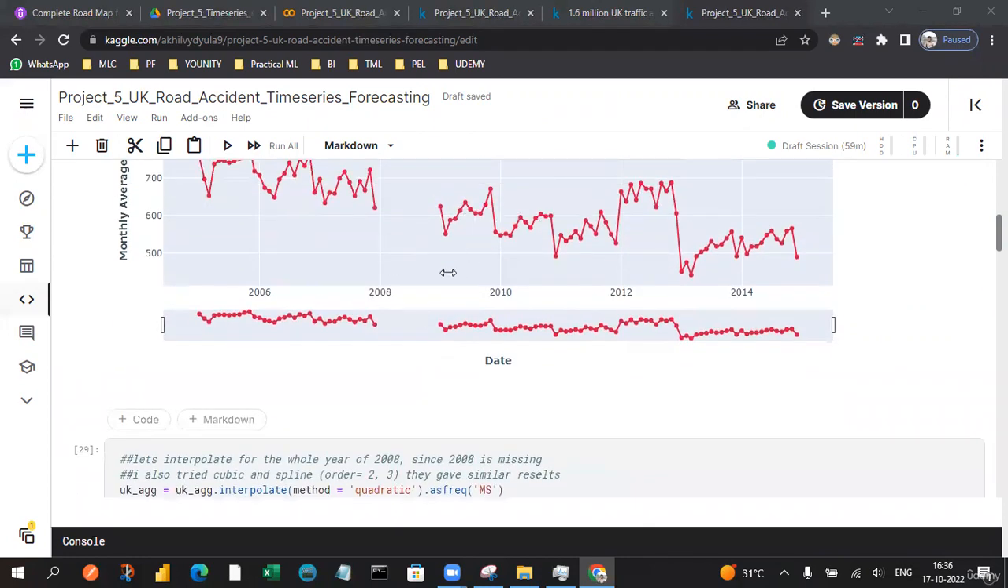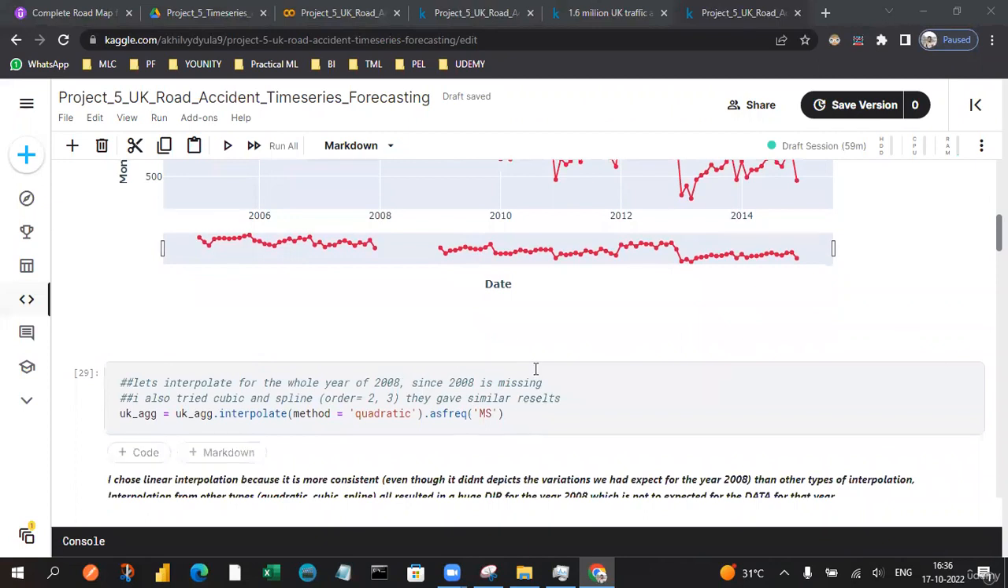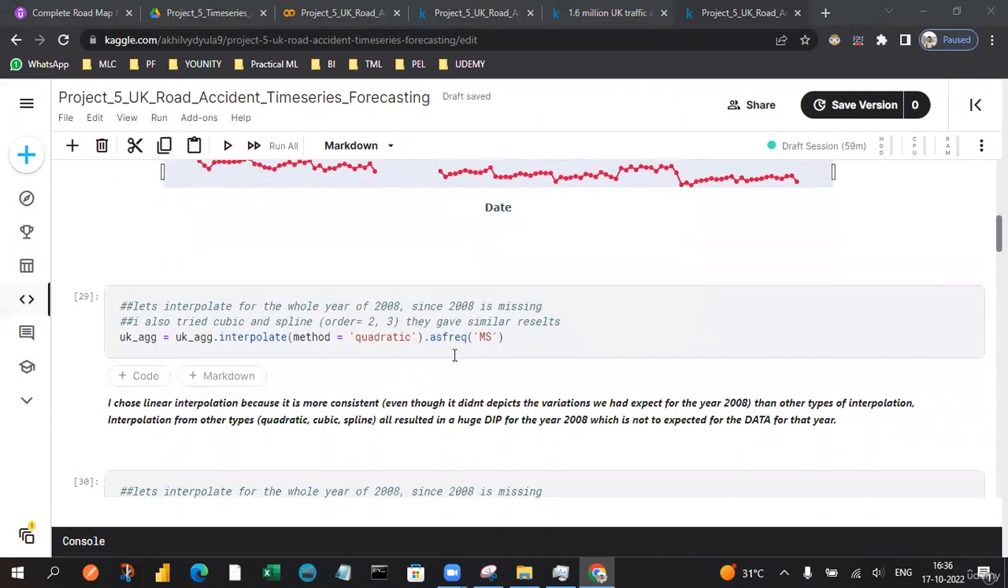So what exactly about 2008? It does not have the data set, since it's going to be missing. Let's interpolate with a different kind of method. So currently I'm just using the quadratic. Quadratic is going to be very helpful at the time of interpolation to get more consistent data. So drill down to the 2008 data in a different kind of format, so that the interpolation may vary, be it quadratic, or maybe cubic, or maybe spline.